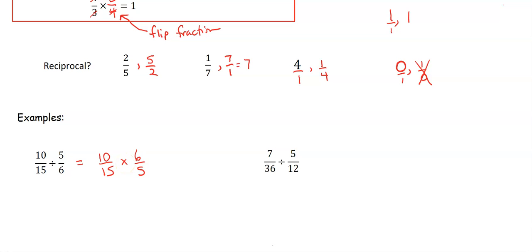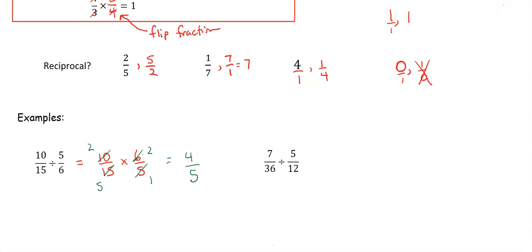Once it's in a multiplication state, we are now allowed to look for canceling before we multiply. You can't cancel in division, right? You can't do it because you're not doing 10 divided by 5 and 15 divided by 6. It's not what we're doing, okay? So we have to rewrite it as multiplication. Now we're allowed to cancel. So I can see 5 and 10 cancel. And we can divide by 3. And now that we've canceled, we can multiply our numerators and multiply our denominators.